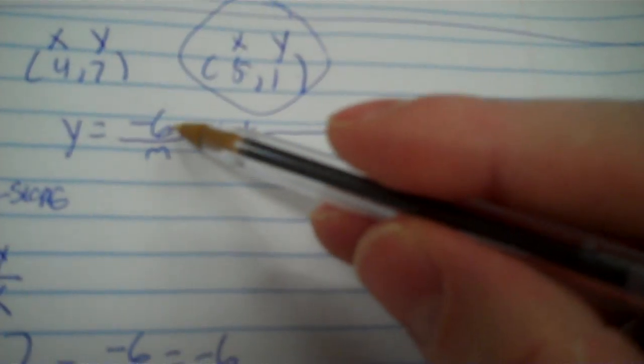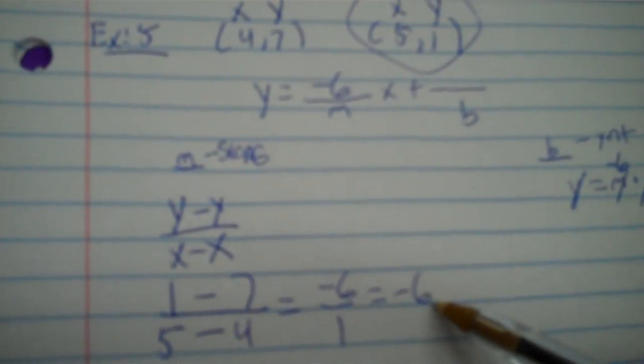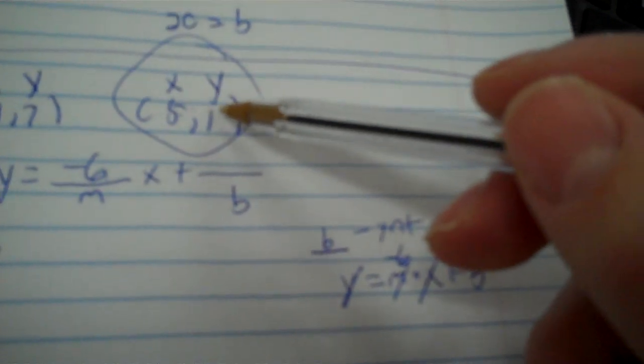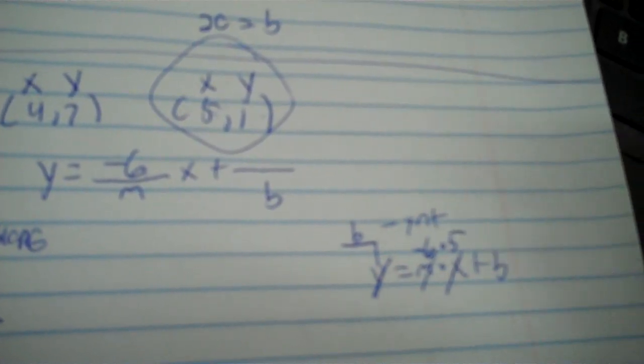Now B, you're still using the same way to get your B. Y equals M times X plus B. So my M is the negative 6. I just figured that out. Okay, negative 6. What I just got here is my M. And then use the 5, 1. You can use that. It doesn't matter which one you use. I usually use the second one, so we put 1 in for Y and then 5 in for X.